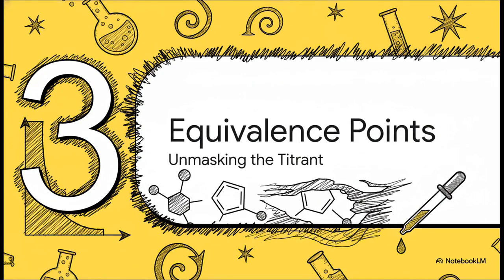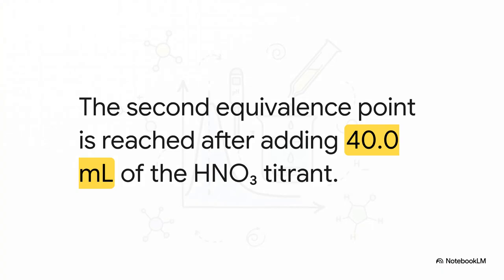All right, let's talk about the equivalence points. These are the most dramatic moments in our whole story, right? Those steep drops where the chemistry just changes on a dime. Let's see what they can tell us about our titrant. So the graph tells us that the second big drop, that's the final equivalence point, happens right when we've added exactly 40 milliliters of nitric acid.